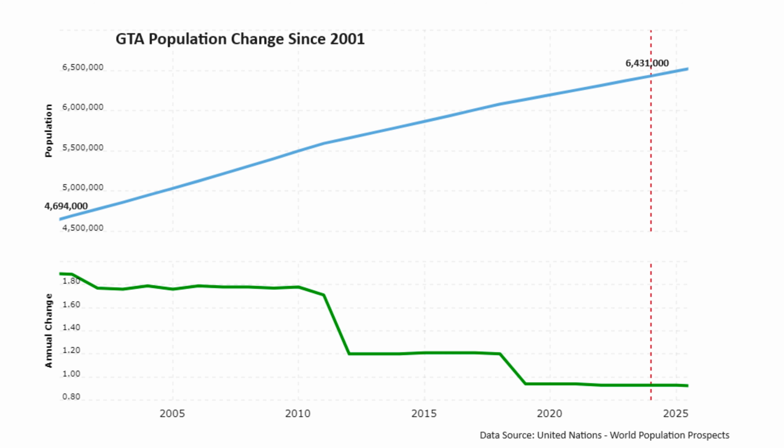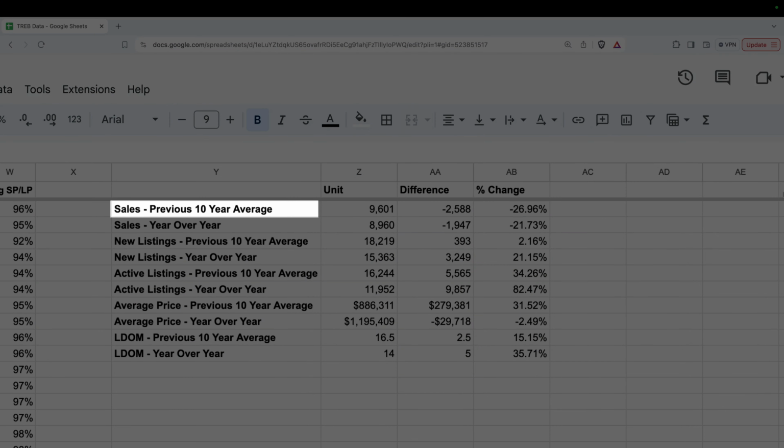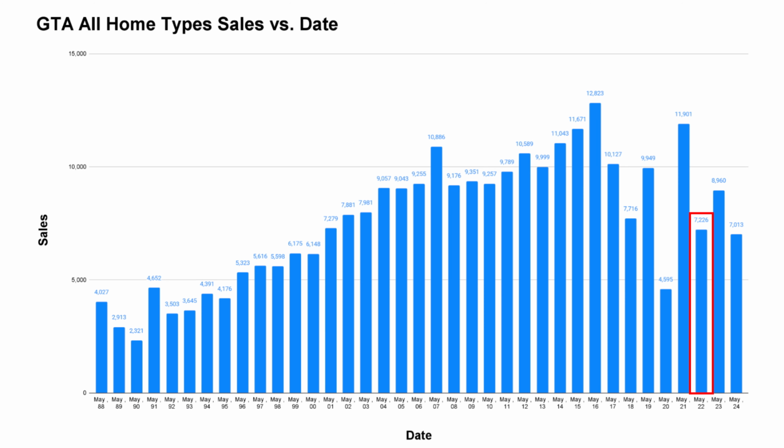Now, consider the population growth, which has increased by approximately 1.7 million people over the past 23 years. This suggests a significant drop in demand. Compared to the previous 10-year average, we're down 26.96%. This clearly indicates that the high interest rates are negatively affecting the housing market. You can see this trend starting in March 2022 when rates began to hike.